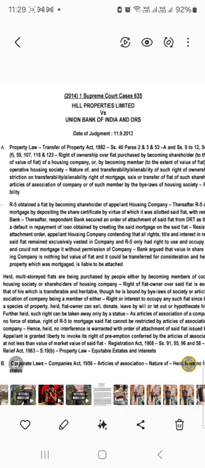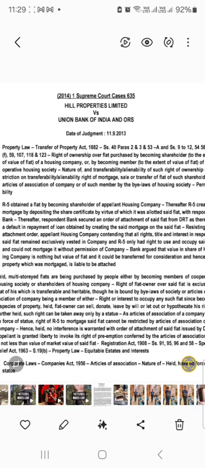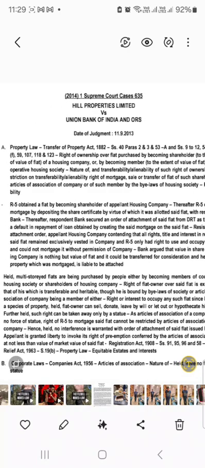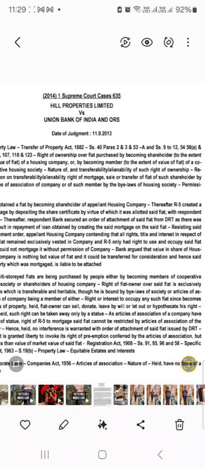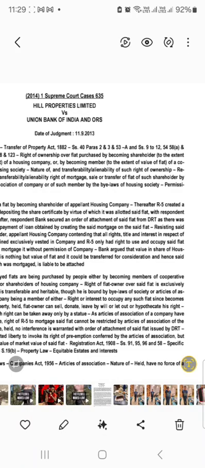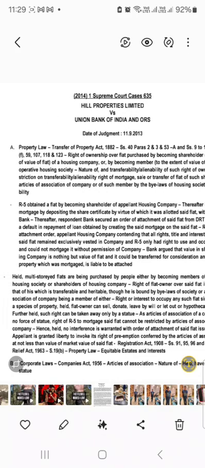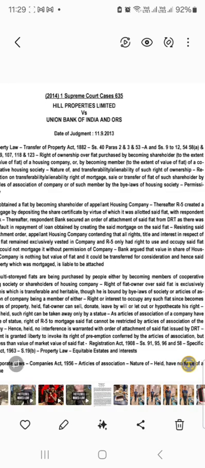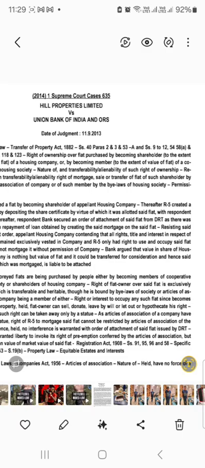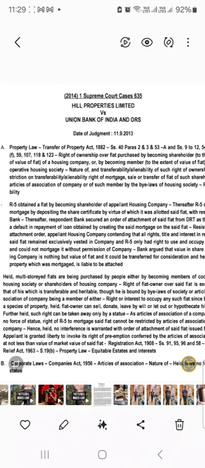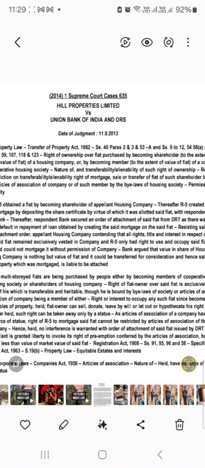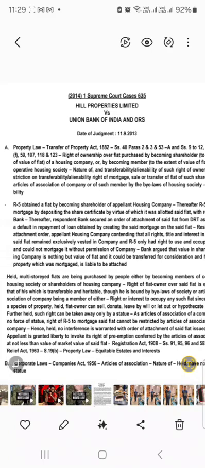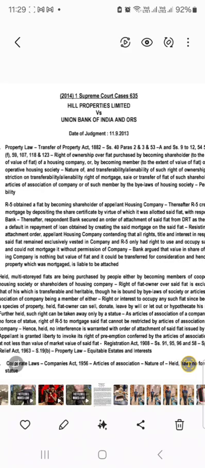The Honorable Apex Court held that multi-storied flats are being purchased by people either by becoming a member of a cooperative housing society or a shareholder of a housing company. The right of the flat owner over the said flat is exclusively his, which is transferable and heritable, though he is bound by the bylaws of the society or the articles of association of the company, being a member of either. The right or interest to occupy such a flat becomes a species of property.